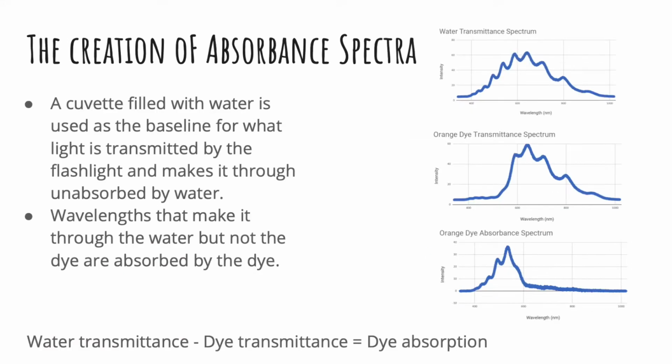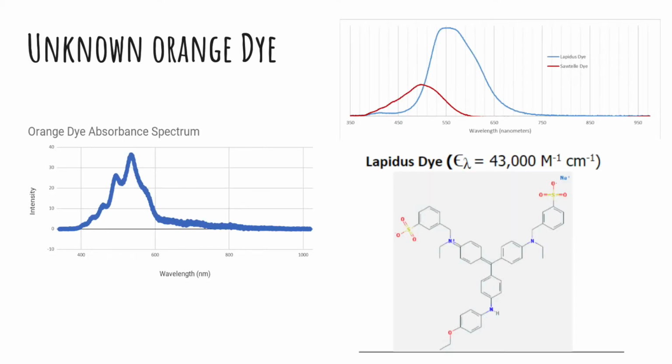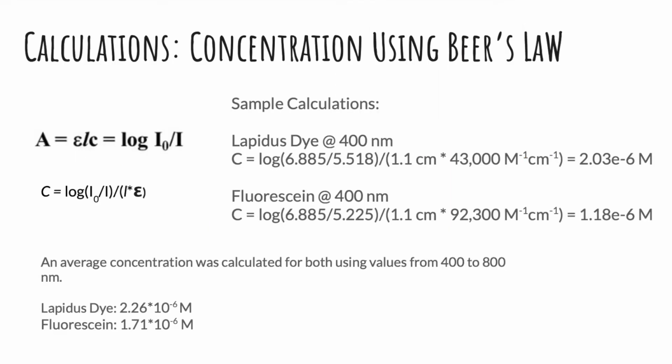The top graph represents the water blank, so just the wavelengths and the intensities that would make it through the water in the cuvette without dye. And then the middle graph shows the transmittance of the wavelengths that made it through once the dye was in place. So by subtracting those, we get the bottom graph, the intensities at the wavelengths that were absorbed by the dye. And we were able to identify that the orange dye was a Lapidus dye based on the similar peaking pattern to what was provided in the lab manual. And then we were able to calculate concentrations using Beer's law.